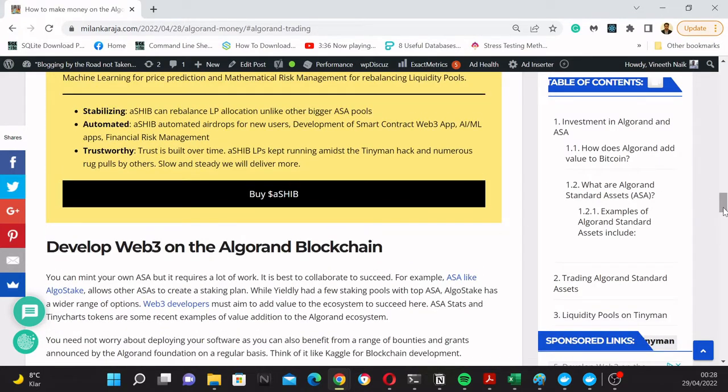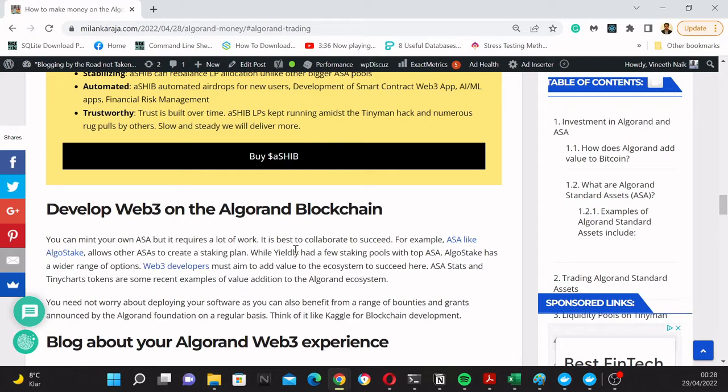Now, to further explain this whole thing about aSHIB, let's get to this point: develop Web3 on the Algorand blockchain. This is where aSHIB actually comes into play. You could mint a token like aSHIB, put it up on the exchanges, on Tinyman, make a logo for it, do your marketing and airdrops. It's quite an ordeal and requires a lot of work and effort. And once you are done with all that, you would still have to have a proper business case for your coin. What does it do?